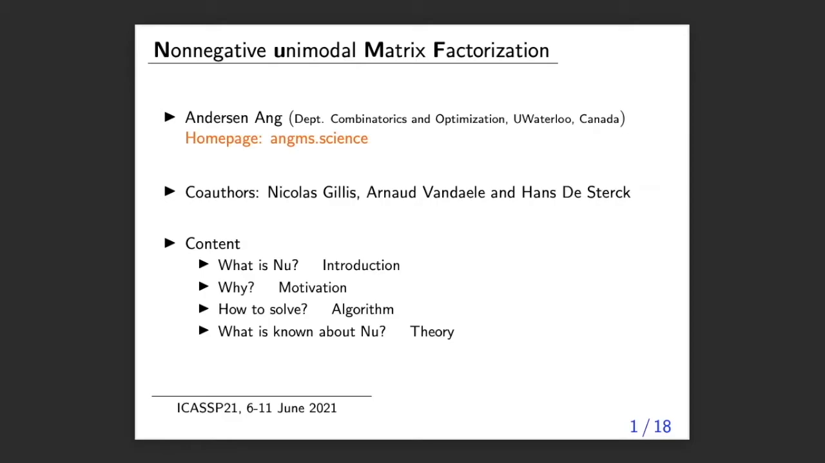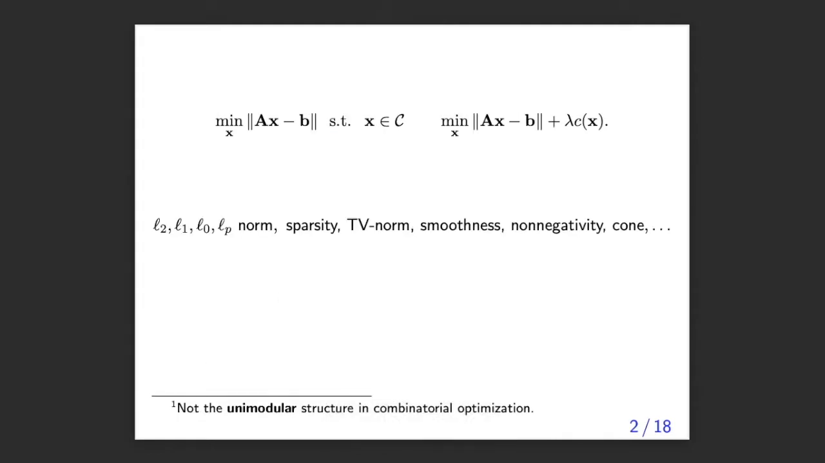Non-negative unimodal factorization. Let's see what it is, why, how to solve it, and what is known about it. You have probably seen this problem many times: minimize ||Ax - b|| subject to a constraint or regularizer C. The commonly seen regularizers are the Lp norm, sparsity norm, total variation, smoothness, and so on. In this talk, we are going to talk about a very specific structure called unimodal structure, NU.